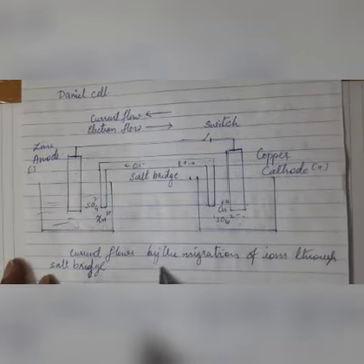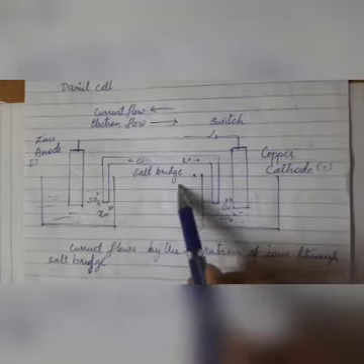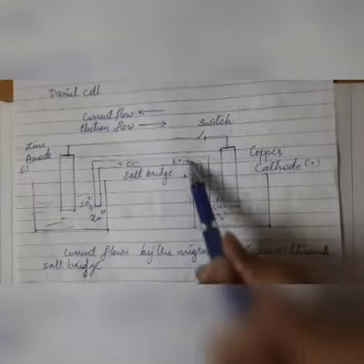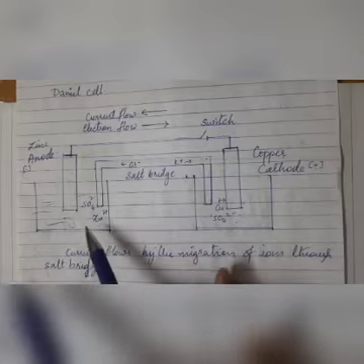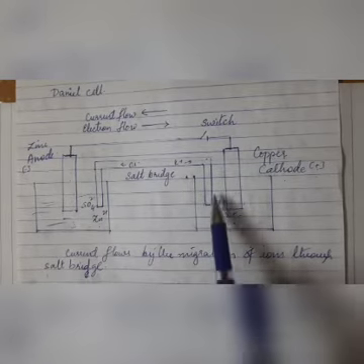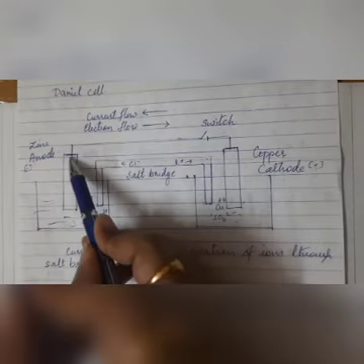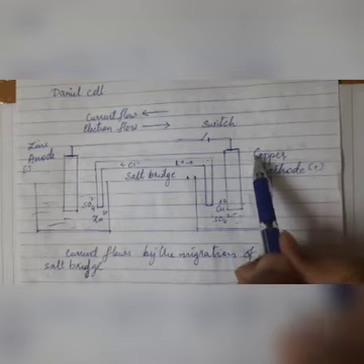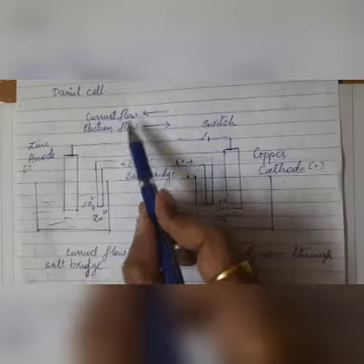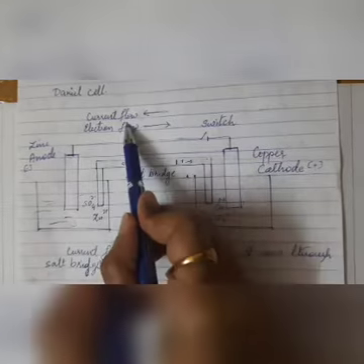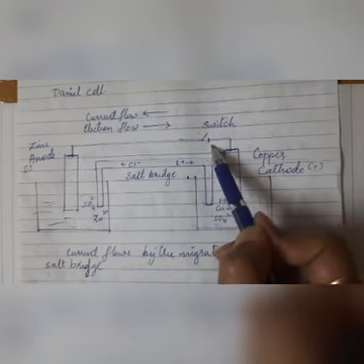Now the current flows by the migration of the ions through the salt bridge, from one container to another. You have to notice that the electron flow will move from zinc to copper, but the current will flow from copper to zinc. So there is opposite direction: current flow is in this direction, electron flow is in this direction. This will take place when the switch is connected.